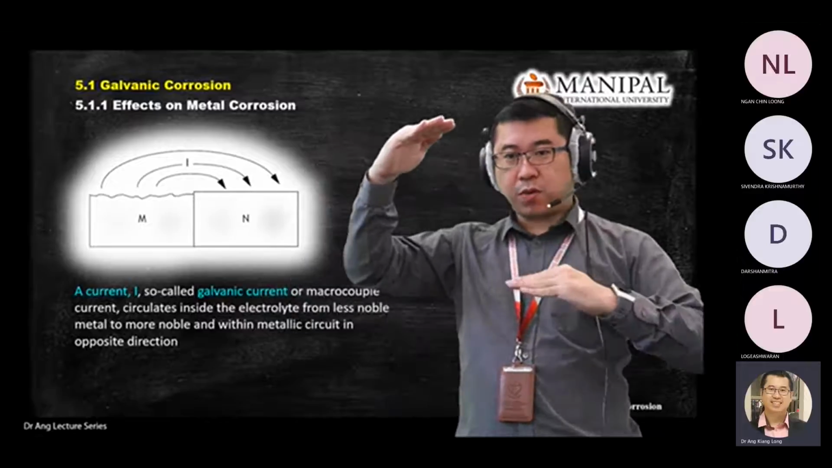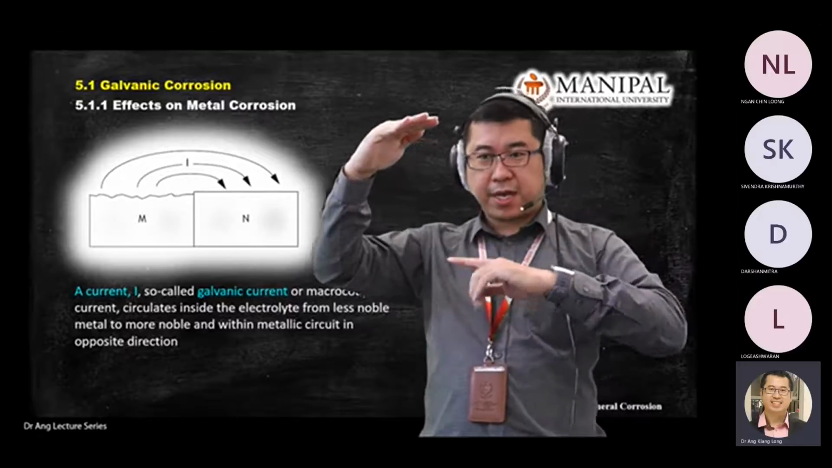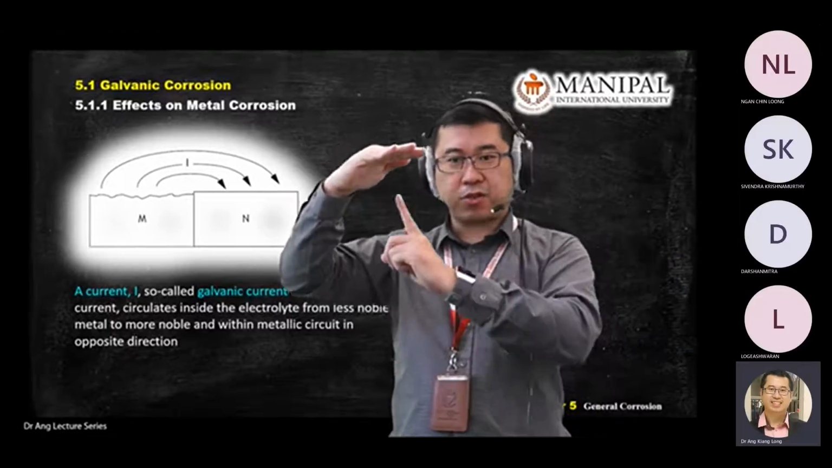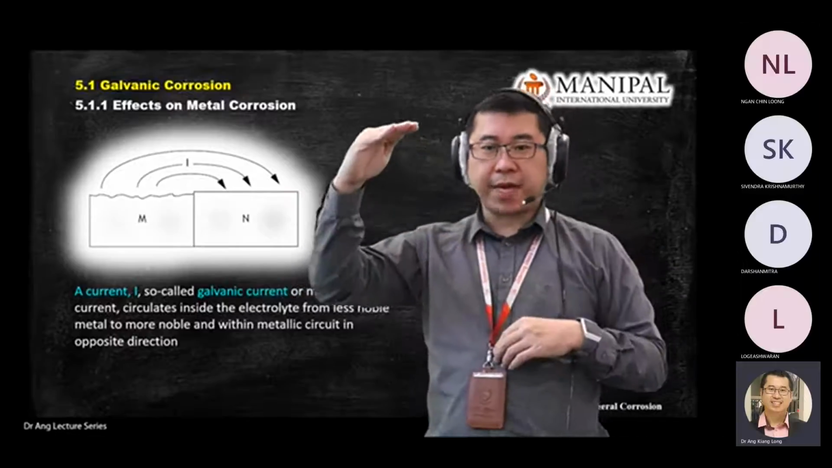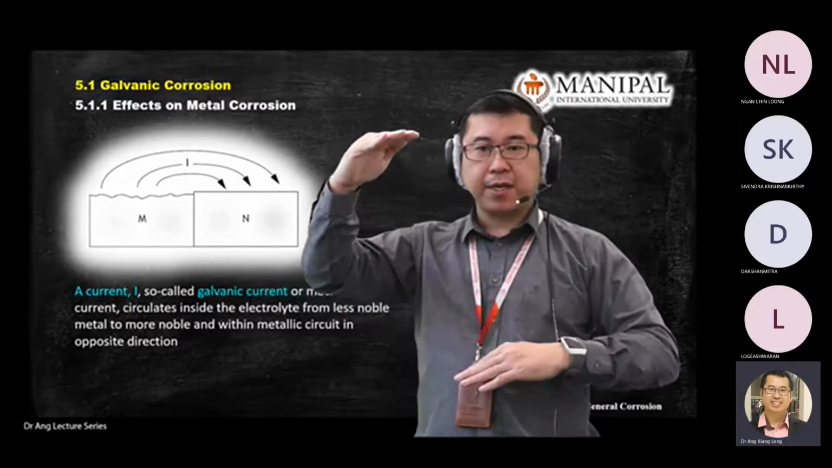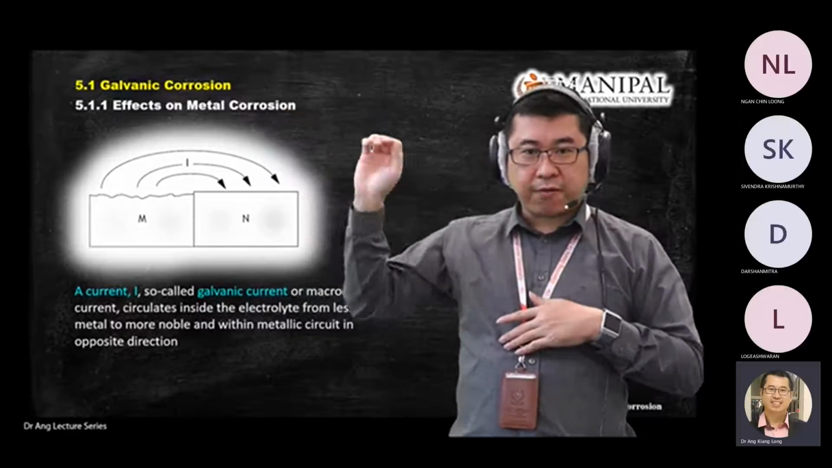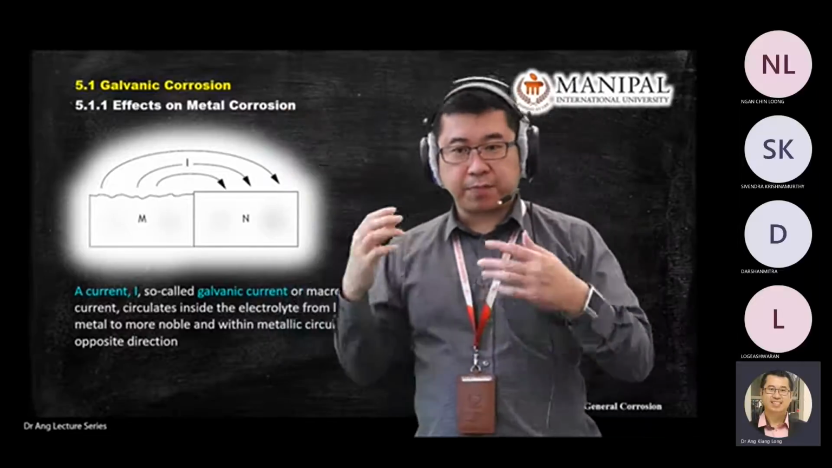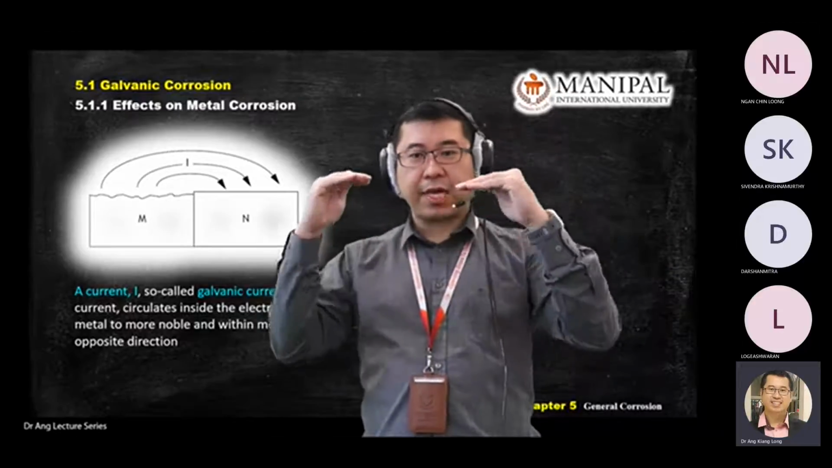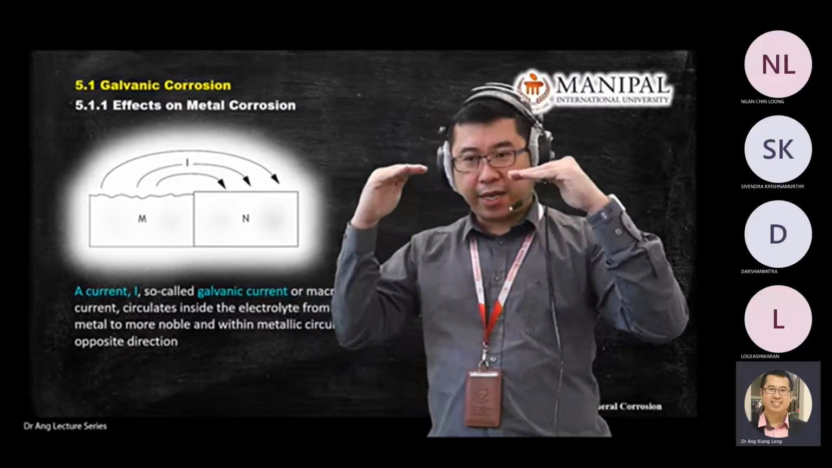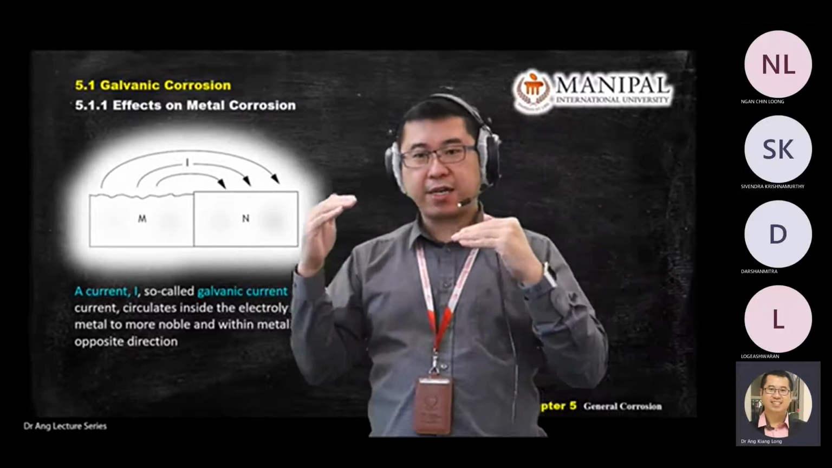So this lower one will become anode, and this lower one will send electrons to the higher metal. This one becomes cathode, this one becomes anode. As long as you understand this principle, you are okay for the galvanic corrosion chapter. As long as two metals meet together, they will compete among themselves, and then they will look for nobility. So whichever is higher, whichever is lower.